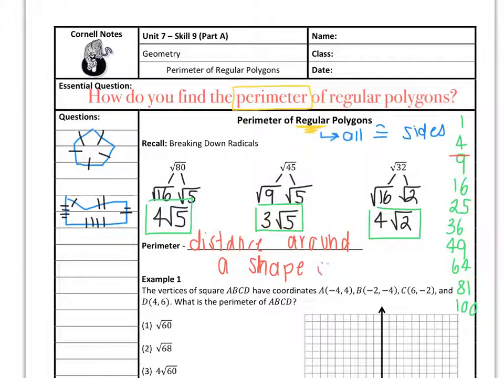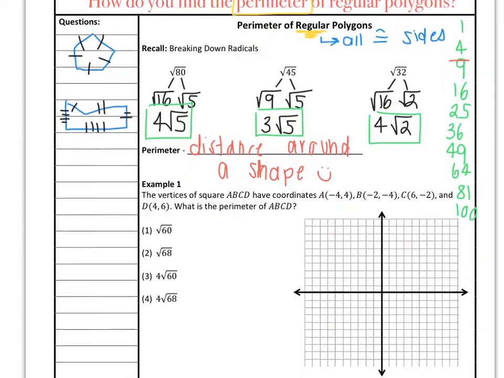AP. There we go. So when you were little, you might have counted with those little blocks to find the distance around a shape. You could measure the distance around a shape. But sticking with our idea that we are in coordinate geometry here, we are going to use some of the skills throughout this unit to put it all together. So let's take a look at this example.